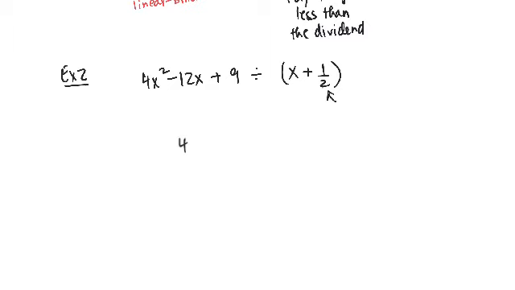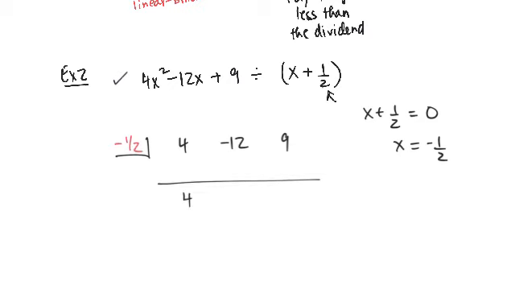So I go 4, negative 12, 9. I'm setting up my synthetic division. I checked that it was in standard form, and there were no powers of x missing, so I don't need to add any zero coefficients. Then I take that divisor, set it equal to 0, solve that. X is equal to negative 1/2. I put the negative 1/2 here. Then I draw my line, bring the first coefficient down, and begin the process of multiplying and adding.